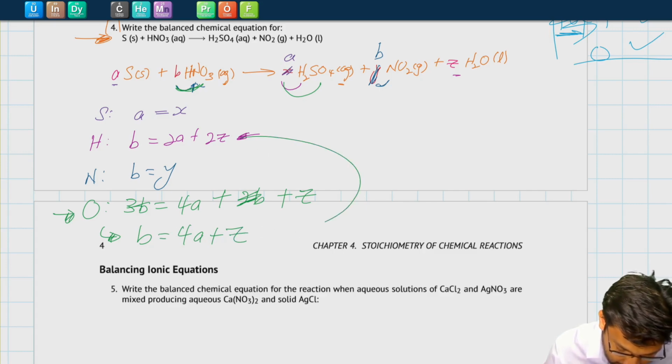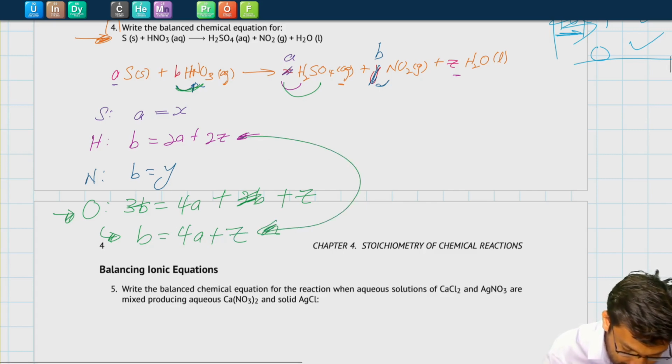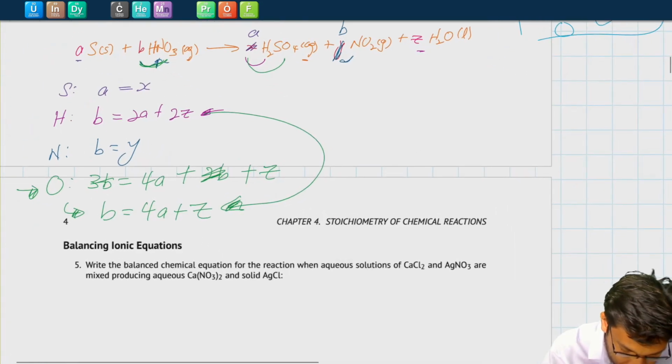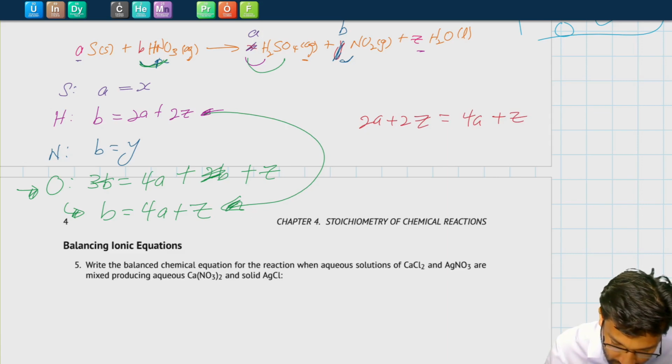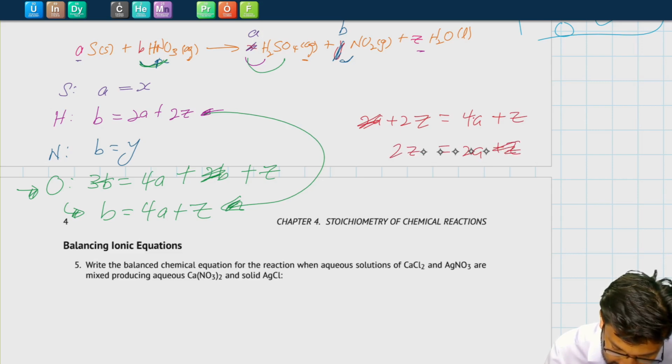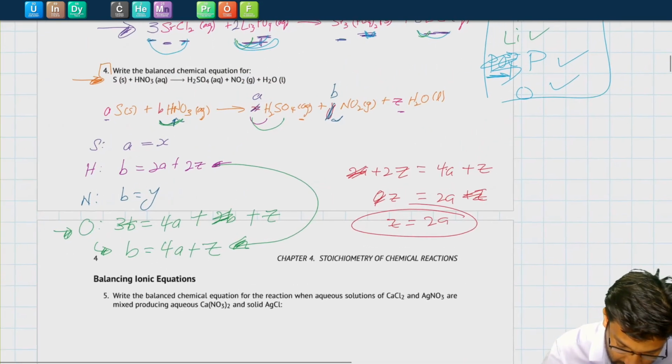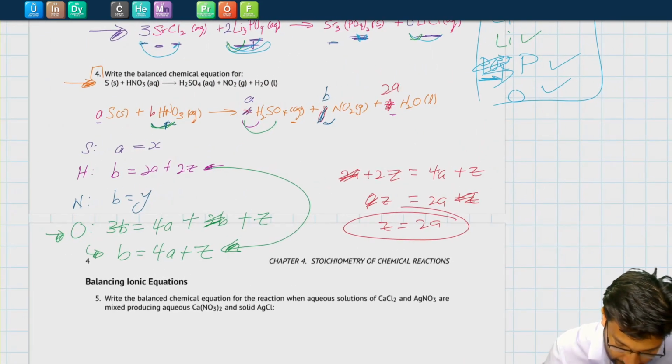And now we have 2 equations that are in terms of b. Like I said, this can be complicated, but we're going to get there. So the 2 equations in terms of b, we'll set them equal to each other. So for this one, we have 2a plus 2z. And for the one below, we have 4a plus z. Let's subtract 2a from both sides. We get 2z is equal to 2a plus z. We subtract z on both sides. We have z is equal to 2a. So let's make that substitution. z is equal to 2a.